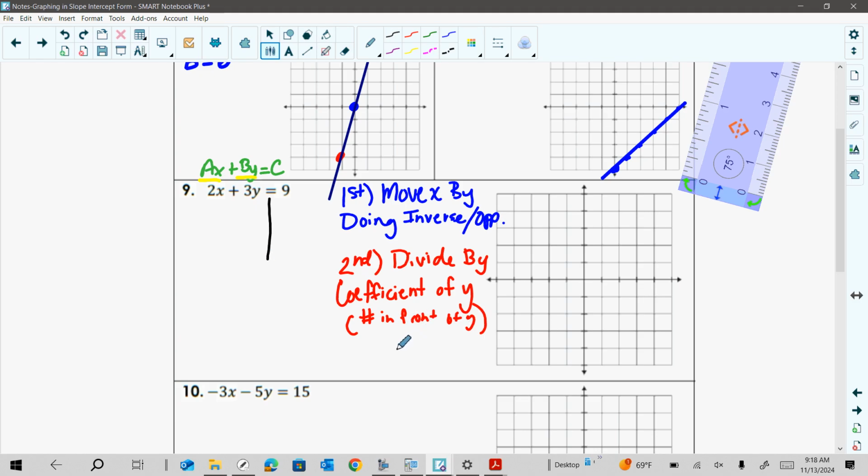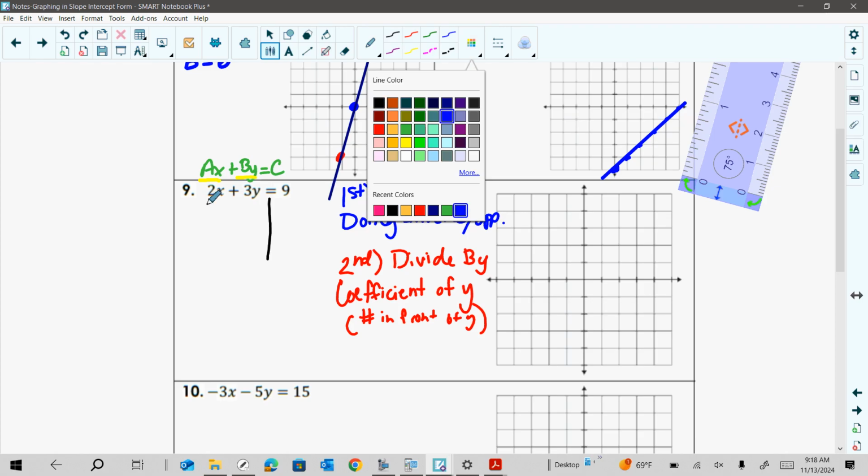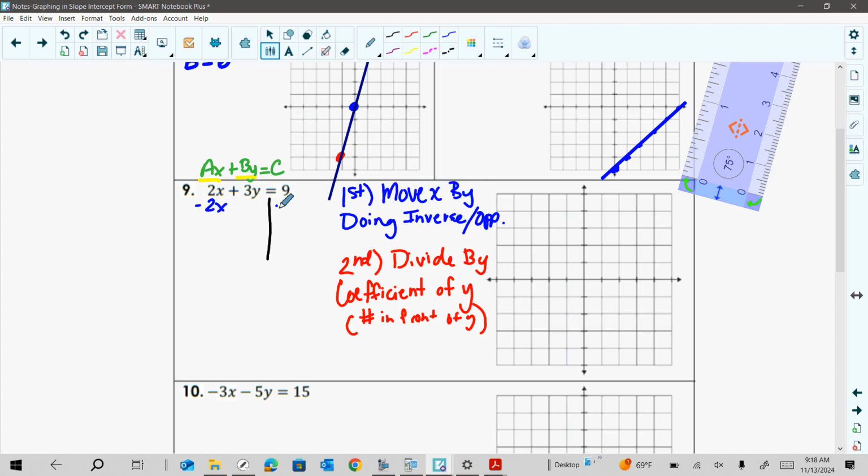Okay, so our first thing is to move x by doing inverse or opposite. Our x is 2x right here, so we have to do the opposite of that. So that means minus 2x, minus 2x. Let's get the writing down of the step. Okay, we're going to draw a line underneath. And the x term is now gone. It's been moved to the other side. And we're going to rewrite our equation. Our equation is now 3y equals negative 2x plus 9.